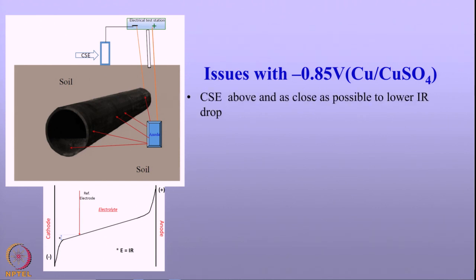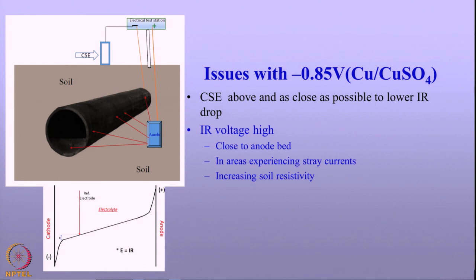It is possible to minimize this IR drop by keeping the reference electrode as close as possible to the pipeline. Also, as I stated before, when the soil resistivity is more, the issue becomes very high, and if you have stray currents, again it interferes with the measurements of the true potential of the pipelines.